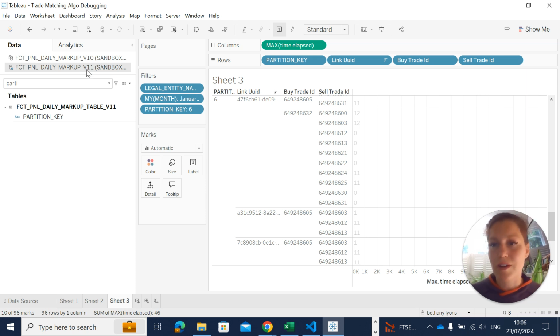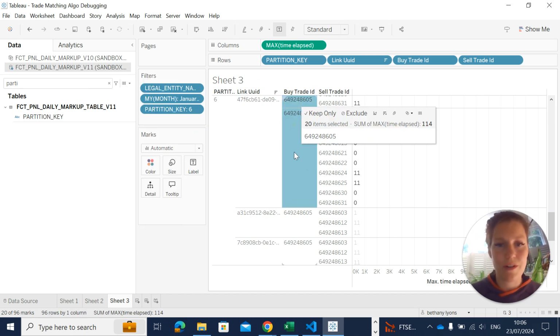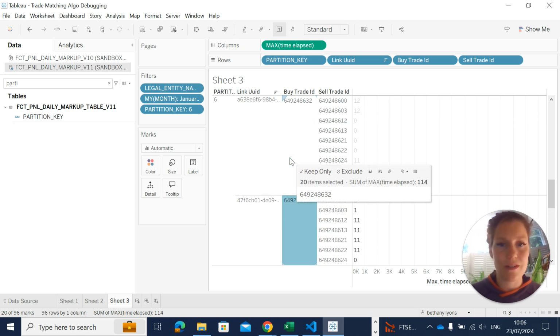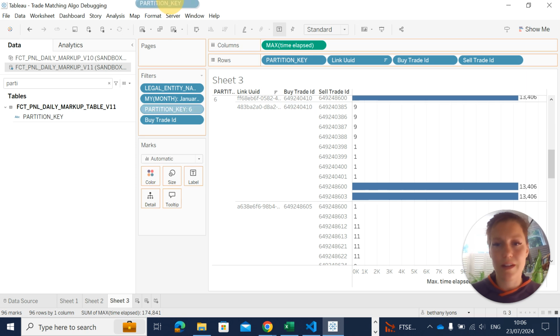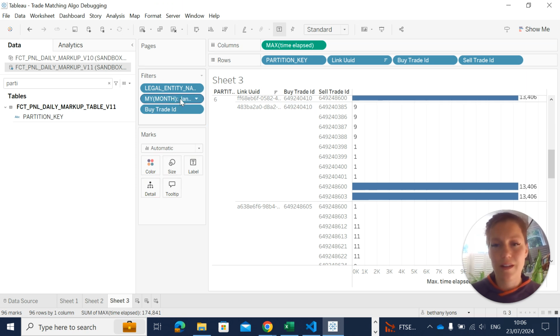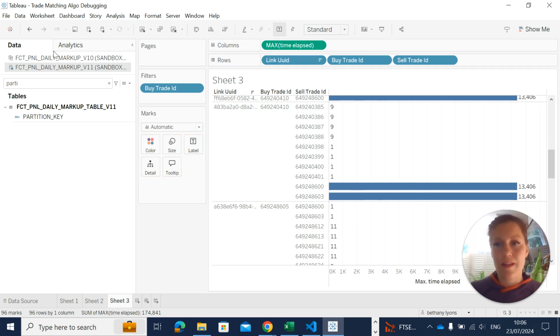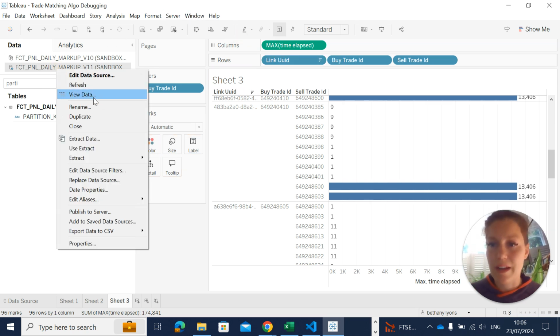So I fixed the Python code, and I only have buy trade ID in my other data source. So let me just fix this to the trade IDs rather than this other stuff. I could call this out. And then I'm going to replace the data source with the right answer.